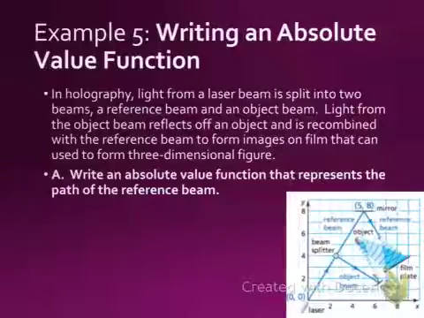So let's look at an example here. In holography, light from a laser beam is split into two beams, a reference beam and an object beam. Light from the object beam reflects off of an object and is recombined with the reference beam to form images on film that can be used to form three-dimensional figures. We're going to write an absolute value function that represents the path of the reference beam. The vertex of the path of the reference beam is (5, 8) here.